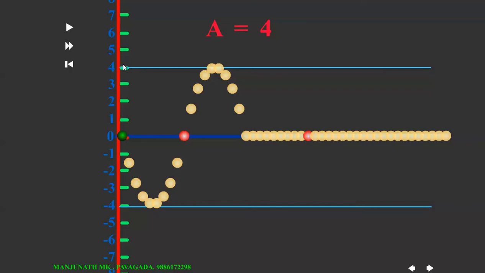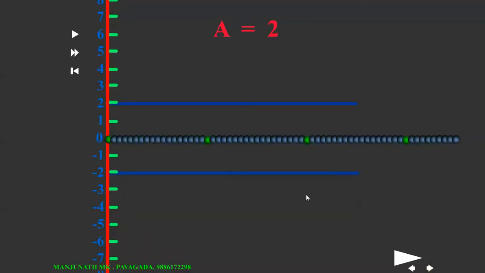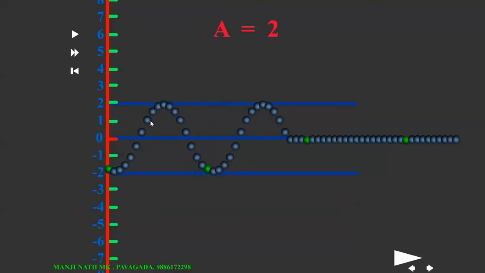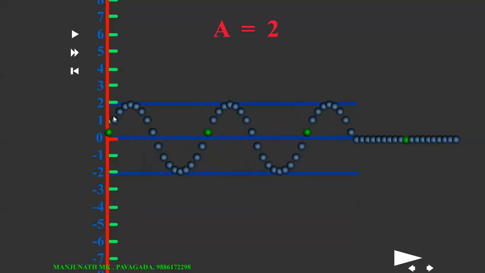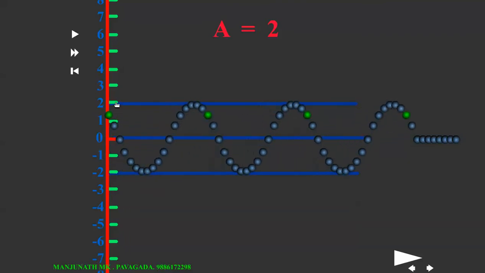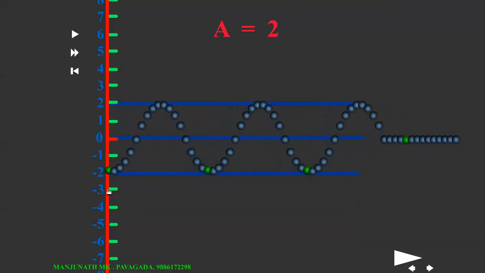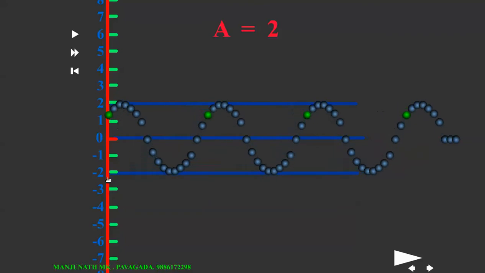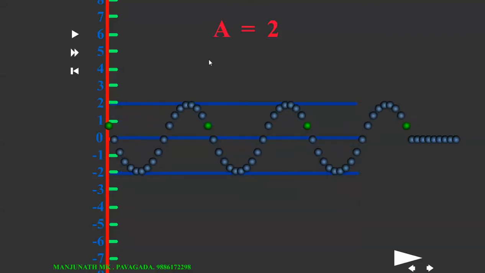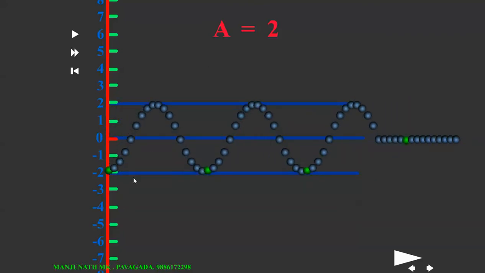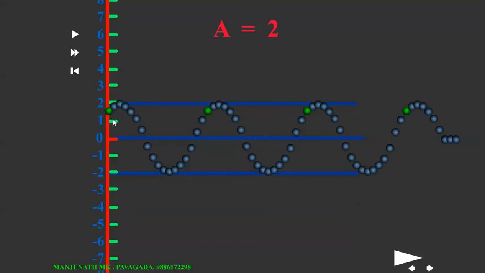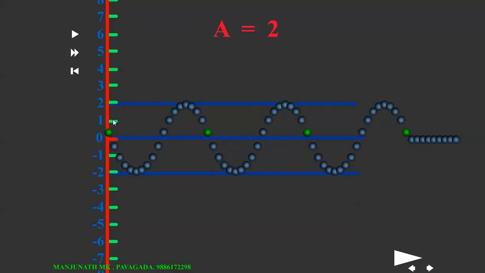And now let us consider another example. So look here, in this case these particles are jumping to 2 centimeter height, and here the amplitude of this wave is 2 centimeter. It means all the particles jump to +2 or -2. So the amplitude has to be taken positive, whether it jumps to negative maximum or positive maximum.